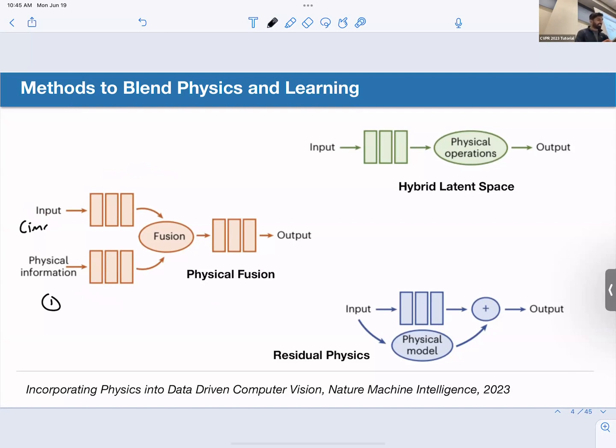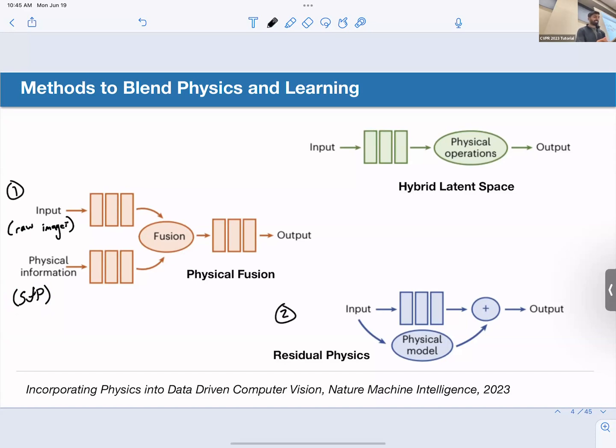So you could have images here, and your physical information could be maybe some operation on those images. So it could be like rendering. In the case of polarization, your input could be the raw polarization images, and then your physical information could be the shape and polarization data from Sang-Hwan's talk. So now you would put in the SFP data as features, and then you would just blend them in a multimodal learning framework. So think of physics as just another sensing modality, almost. That's one method of blending physics and learning.